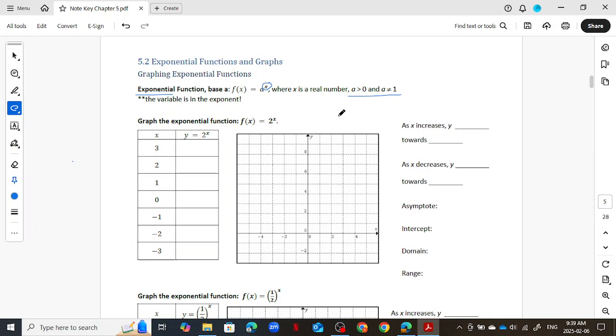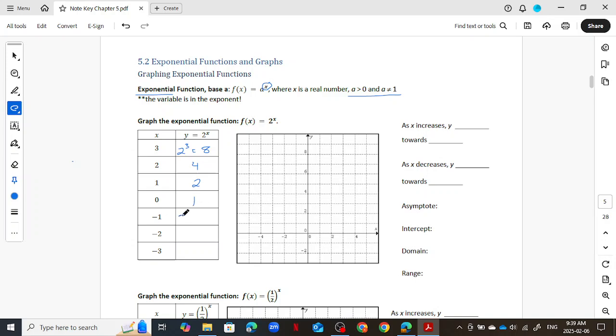Now we're going to do this simply by using a table of values the first time, and then you'll get used to the shape. If you were to graph y equals 2 to the x, what you're putting in is different values for x in the exponent. So for this first one, we have 2 to the 3, which is 8. Then we have 2 to the 2, which is 4. We have 2 to the 1, which is 2. 2 to the 0, which would be 1. Anything to the exponent 0 is 1.